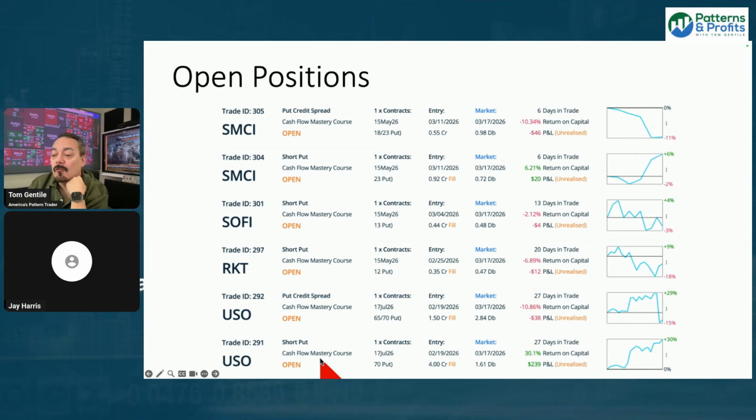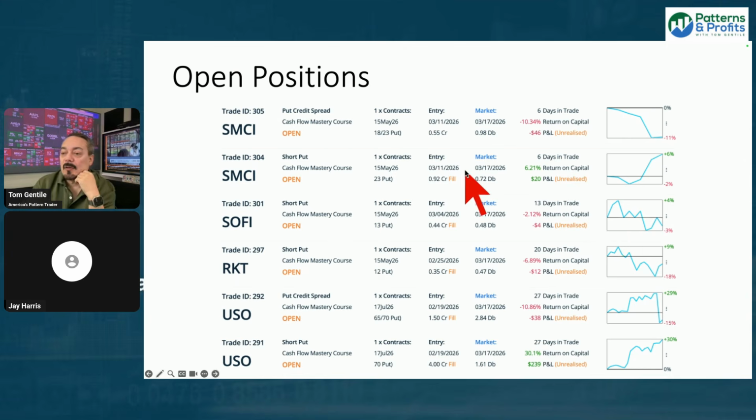So I've got a USO trade where we've got a 30% profit on the put, but then I've got a 10% loss on the put spread. How can that be? Look at Rocket, 6.89%. That's because we went from 9% down to -18, and now it's coming back, that's fine. I understand that one. But then I look at SoFi, same thing. It's kind of what's going on with the overall market. Our short put trades are being affected by those.